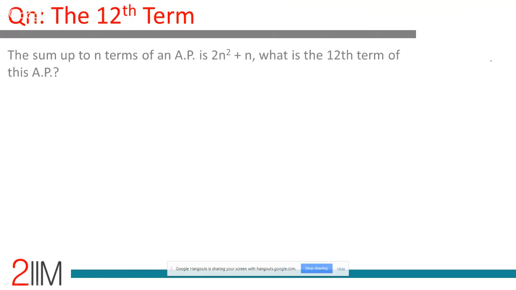The sum up to n terms of an AP is 2n square plus n. What is the 12th term of this AP? Very simple question. I'm going to give you a minute to process this, and then we'll jump in and see how we can solve this.